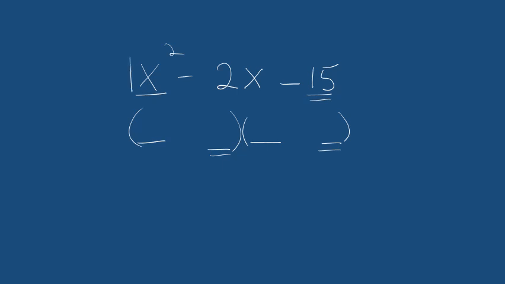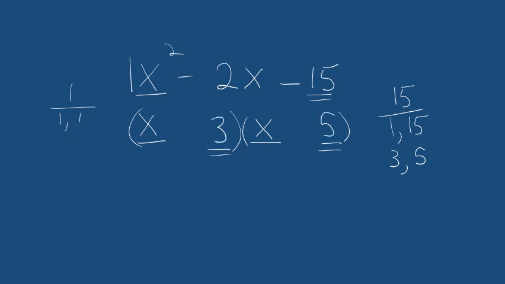So there's nothing in front of the x squared except for a 1. And the only thing that multiplies to be 1 would be 1 and 1. So I just need to use an x and an x in the first spot in each of those. But now the factors of 15 would be a 1 and a 15, or a 3 times a 5. Now, notice I'm trying to make a 2 happen in the middle. I'm thinking the 3 and the 5 might be a good thing to try.